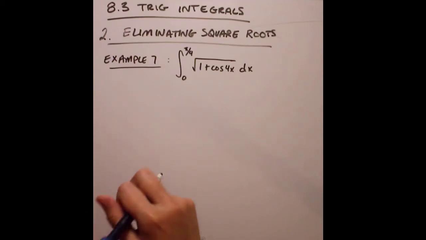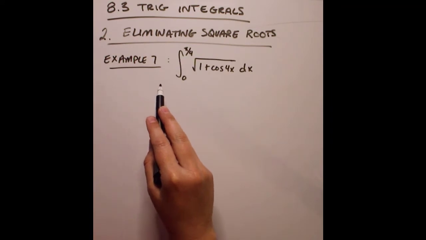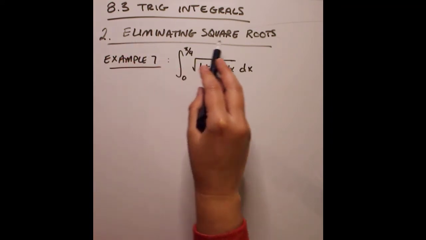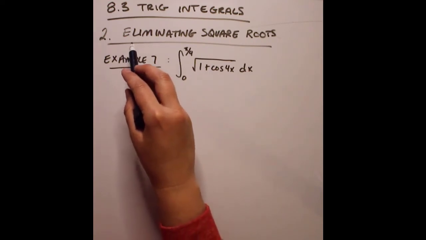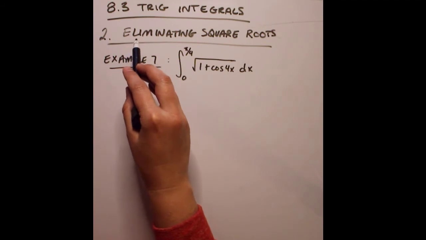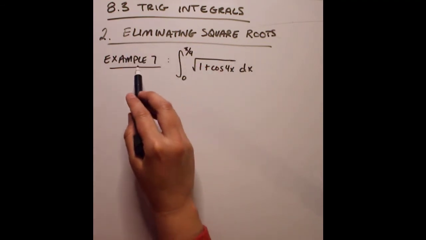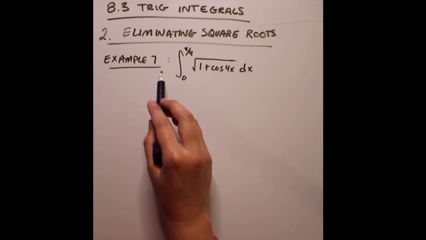Hi everyone, in this video we're going to finish up 8.3 on trig integrals. So we initially talked about 4 different types of problems you'll come across that have to do with trig integrals. And in this last video for this section we're going to look at part 2 and part 4, part 2 being eliminating square roots.